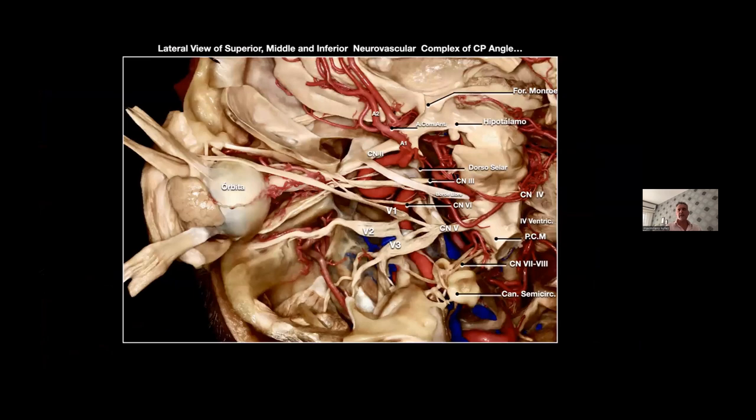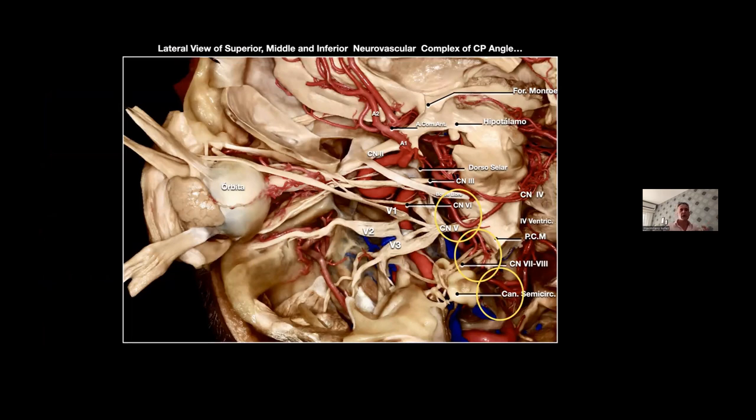In this section, we can see the distribution in 3 parts. We put one circle on the superior complex. We will put the second circle on the middle complex, between the AICA and, in this case, the 7th and 8th cranial nerves in the CP angle, and the lower part at the position of the PICA, and the relationship of this artery with the inferior complex with the lower cranial nerves.